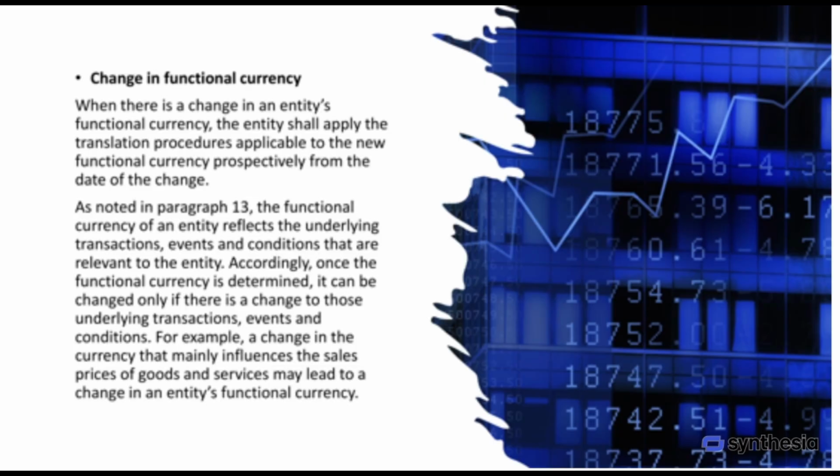When an entity changes its functional currency, it must apply the translation procedures for the new functional currency going forward from the date the change occurs. The functional currency reflects the underlying transactions, events, and conditions that are important to the entity. Therefore, a change in functional currency is only allowed if there is a significant change in those underlying factors. For example, if the currency that mainly affects the sales prices of the entity's goods and services changes, this may result in a change to the entity's functional currency.